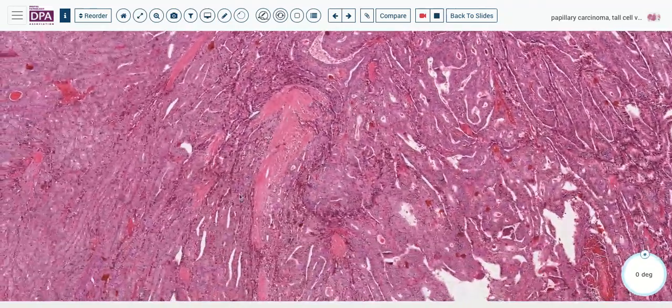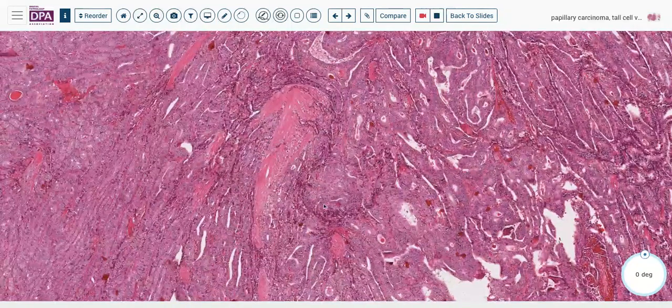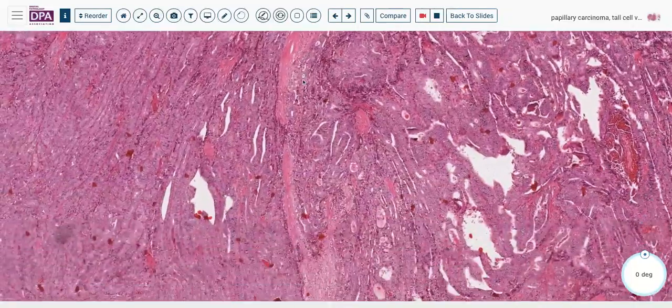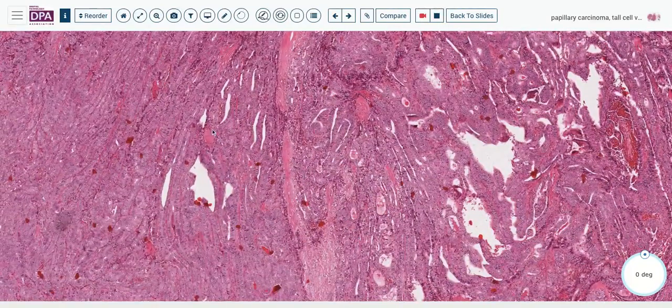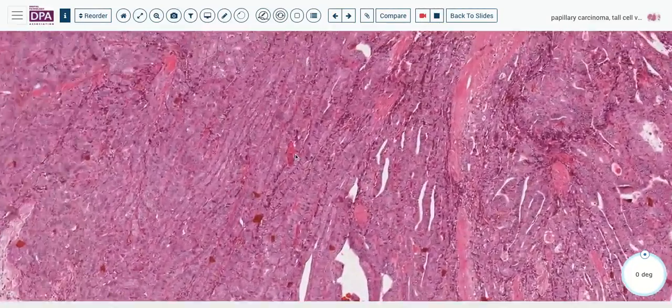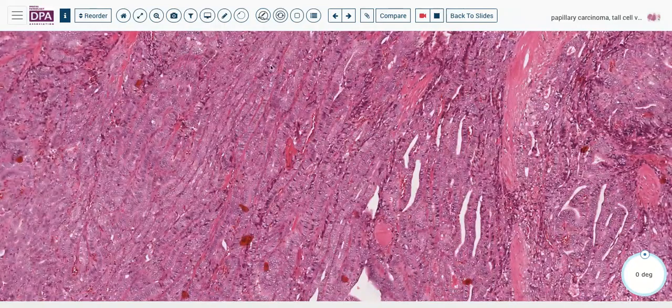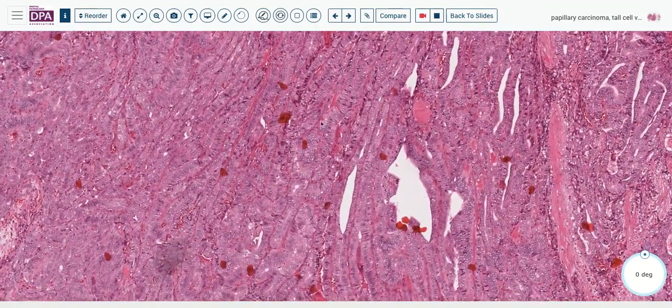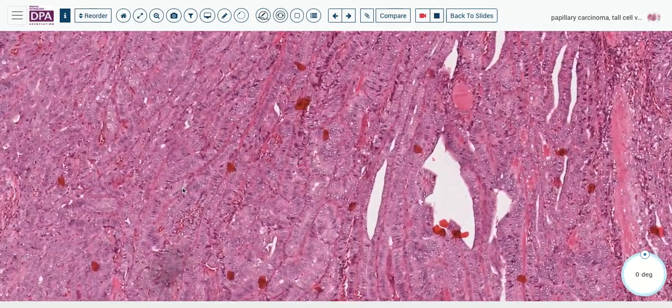Here we see additionally some sclerosis, more of this elongation of the somewhat villus-like fronds. Here, for example, right here, we see just long train track type of patterns of these cells running through the tissue here.